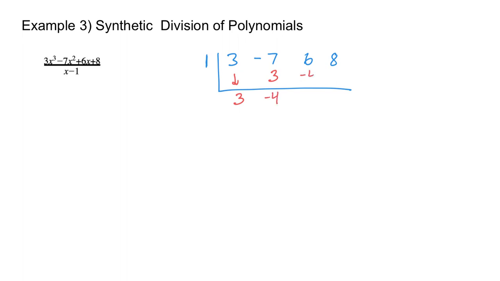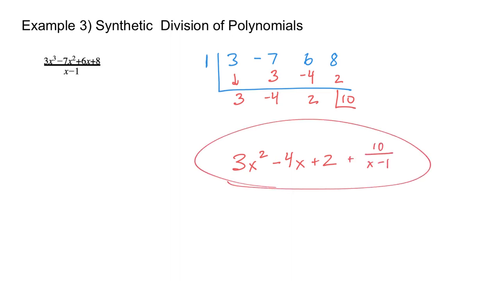Negative 4 times 1 is negative 4. 6 plus negative 4 is 2. 1 times 2 is 2, and 8 plus 2 is 10. That ends up being the remainder. Your final answer, 3x squared minus 4x plus 2 plus 10 over x minus 1. That ends up being your final answer.